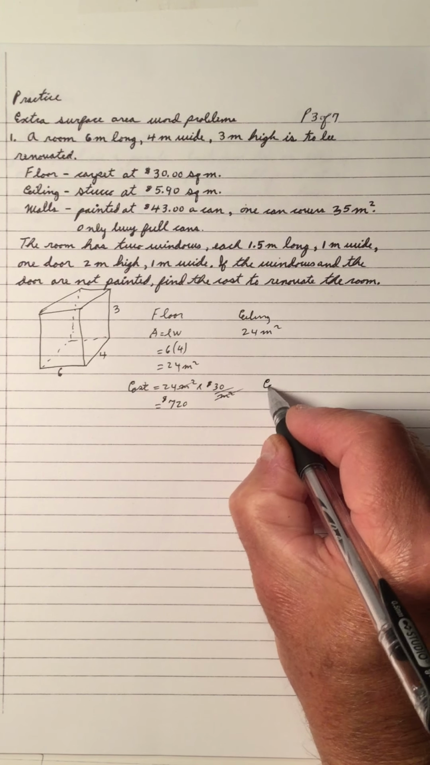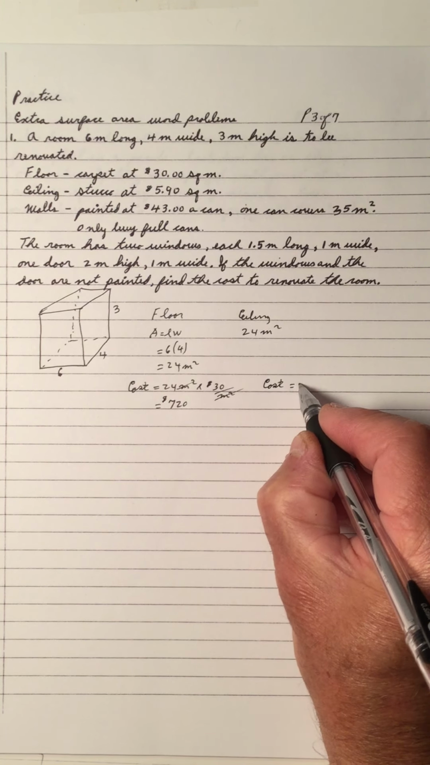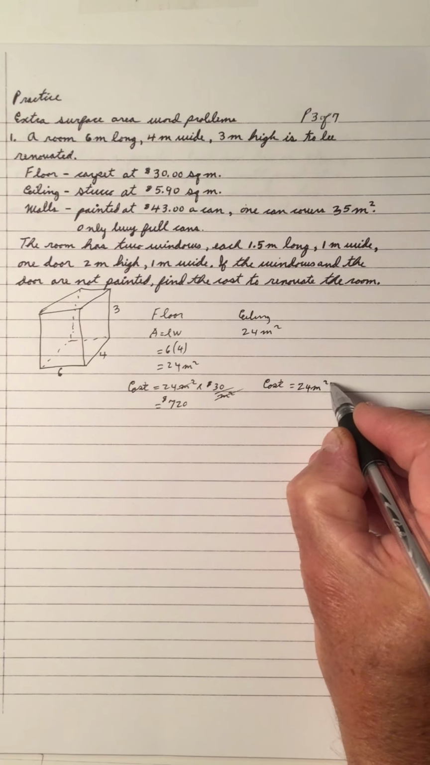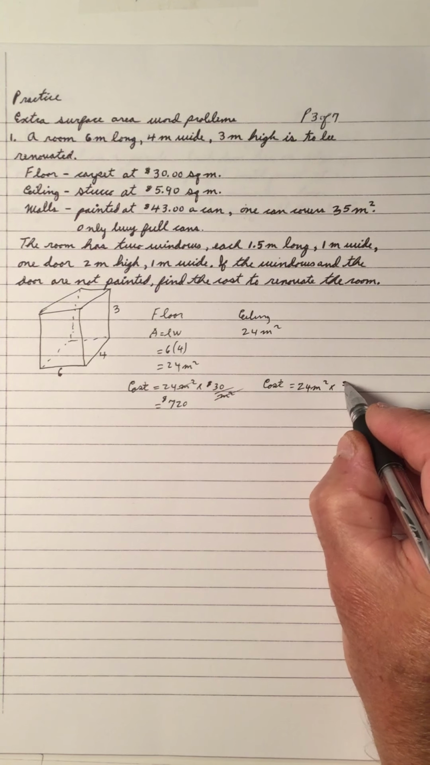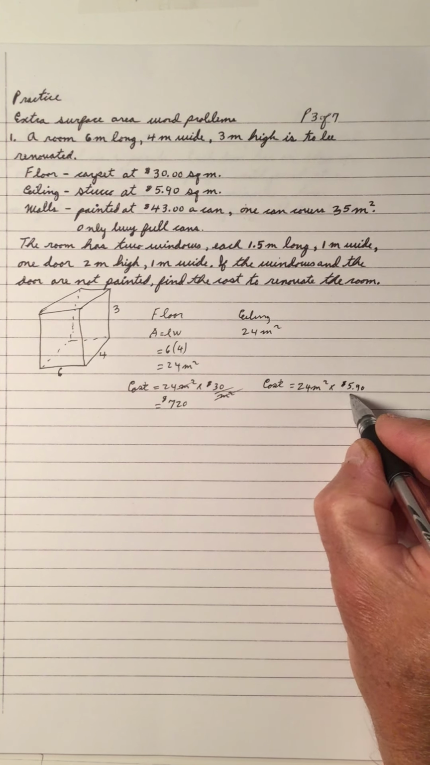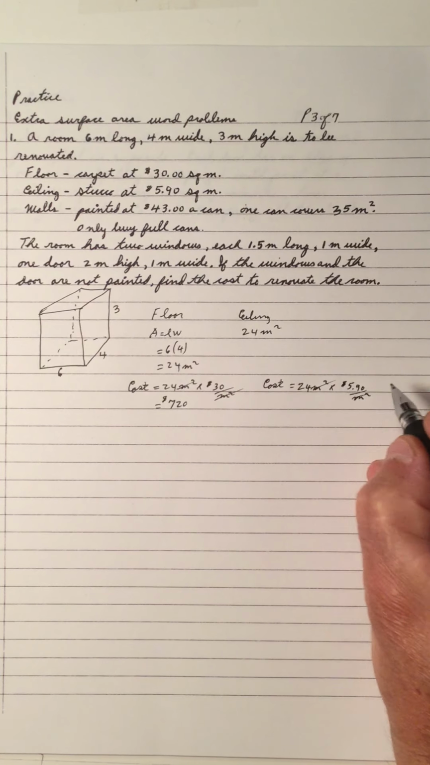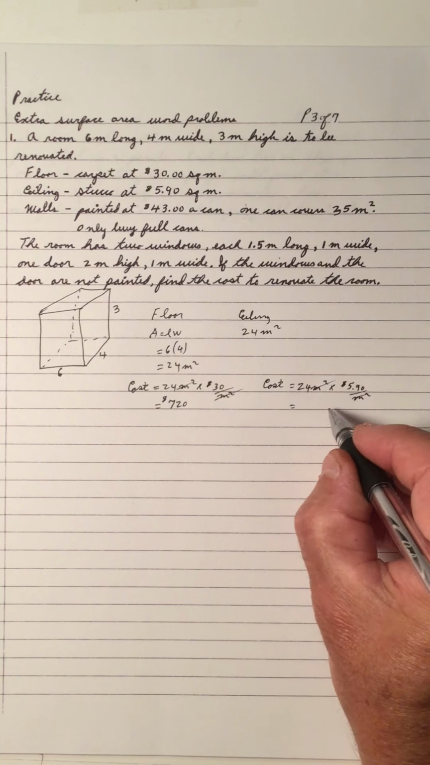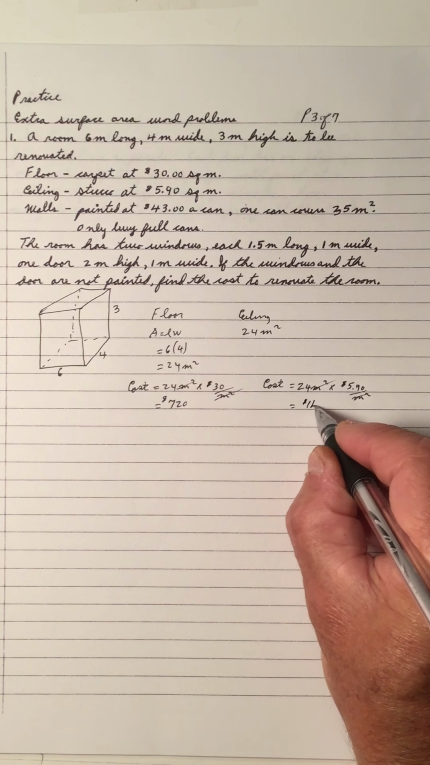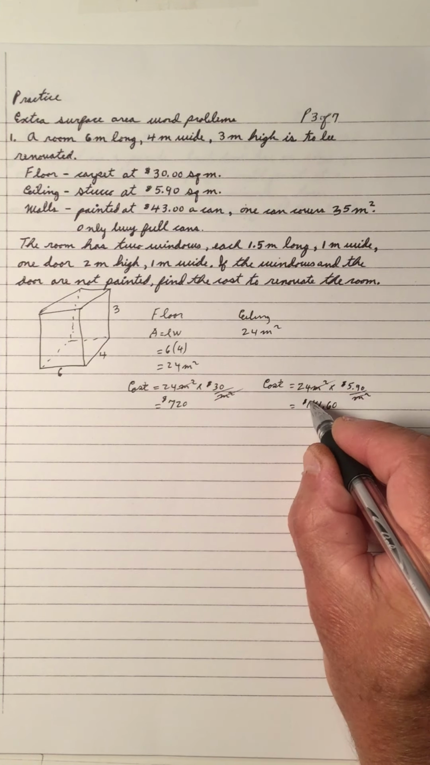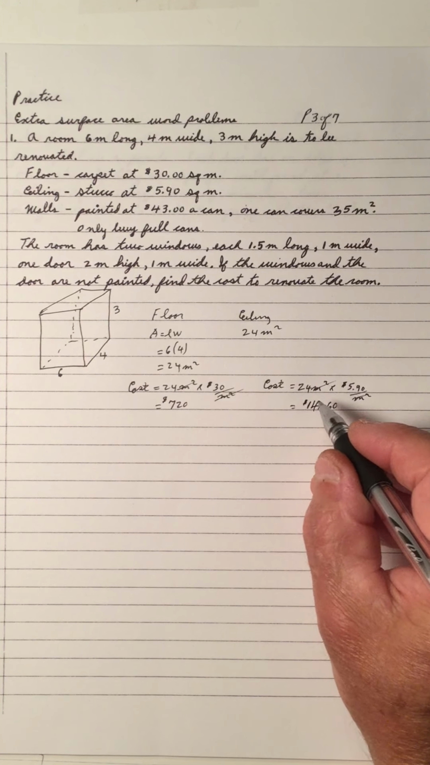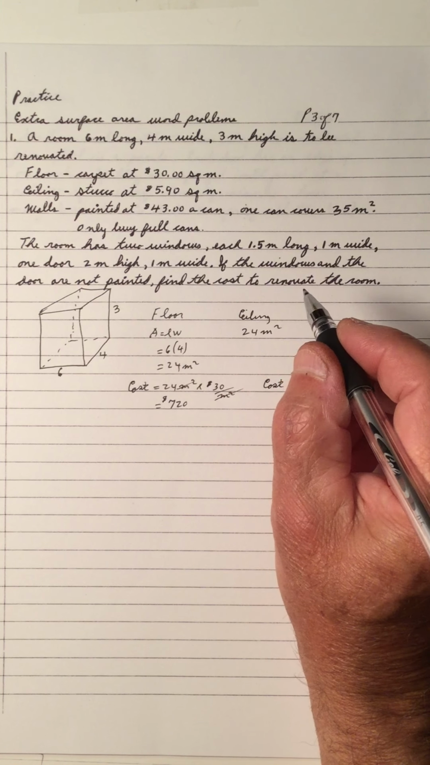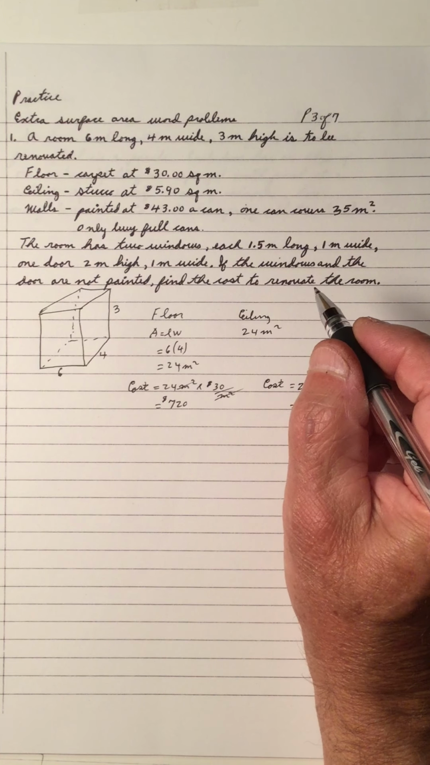And the cost of doing the stucco is the area, 24 square meters, times $5.90 per square meter. And again, the square meters cancel out. You do that on your calculator, and you get $141.60. Okay, we have the ceiling and the floor done. Now let's work out the walls.